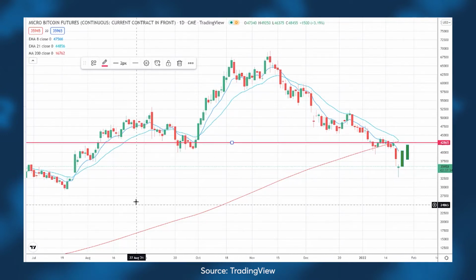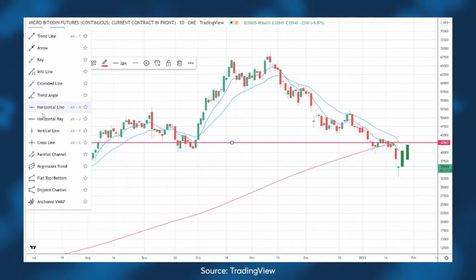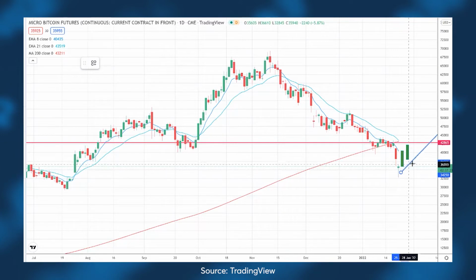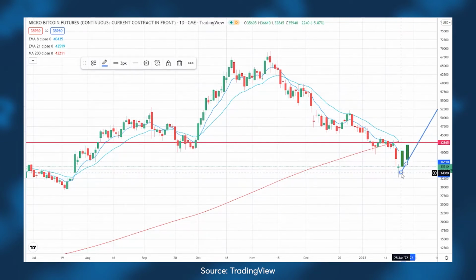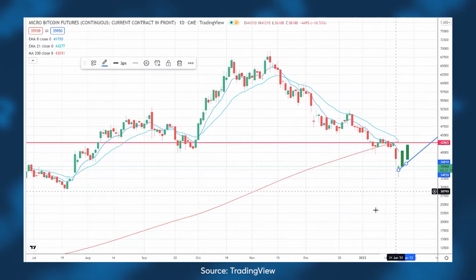If and when that happens, I'm going to draw a trend line right around here, pointing up in this direction. Now again, this is very loosely drawn. It's a very rough trend line. It doesn't have to be perfect.